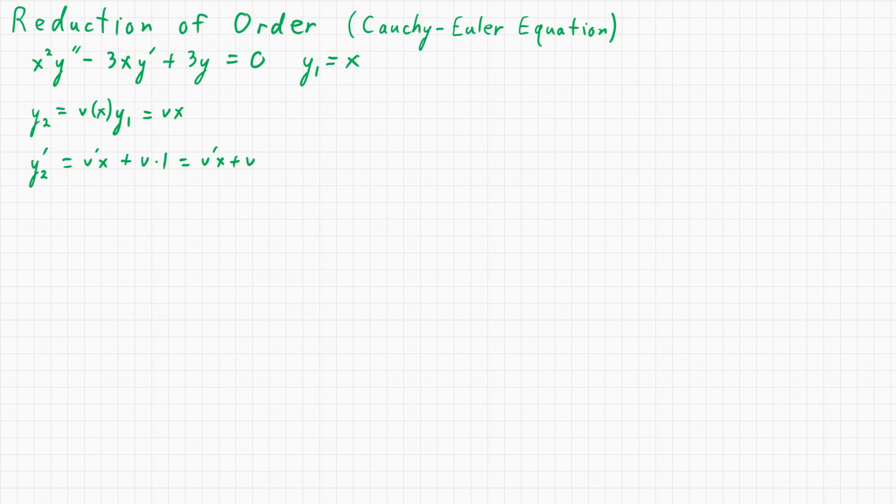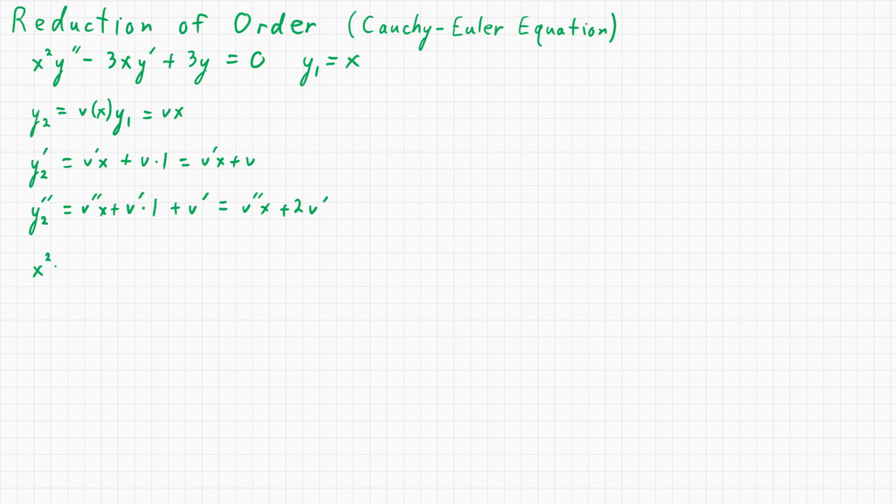Next up, find the second derivative, y2 double prime. I've got a v prime and an x, so it's going to be v double prime x plus v prime times 1. That's this bit, and then I have another plus v prime. Simplifying that a little bit, I have v double prime x, and a v prime plus a v prime, so plus 2v prime. That's it.